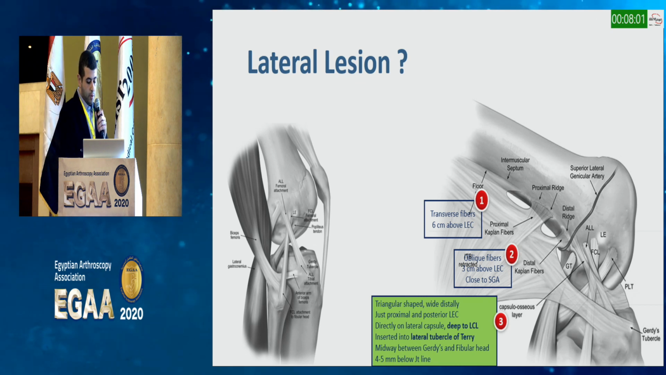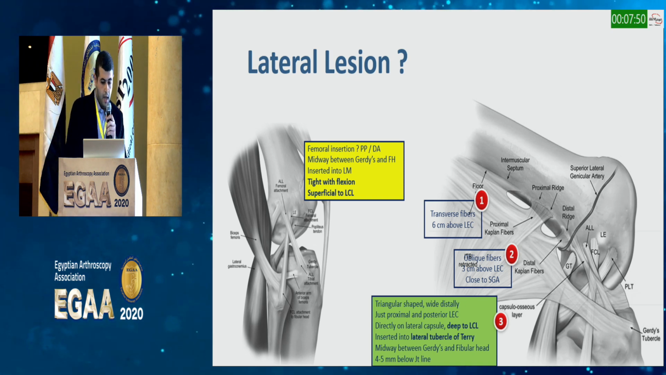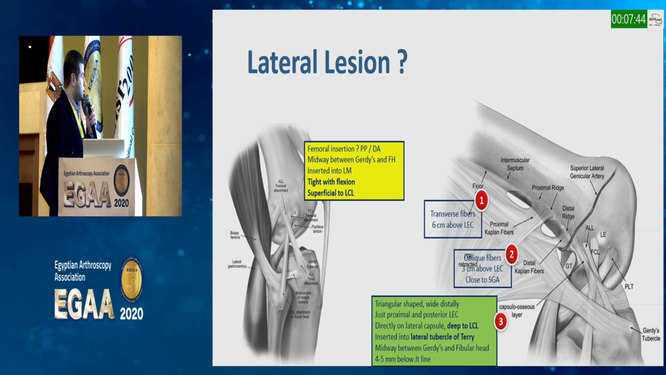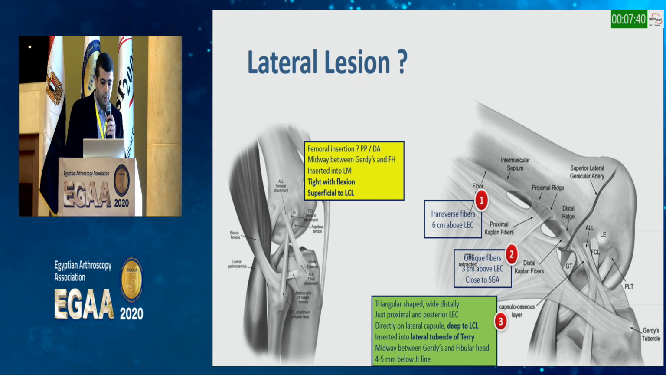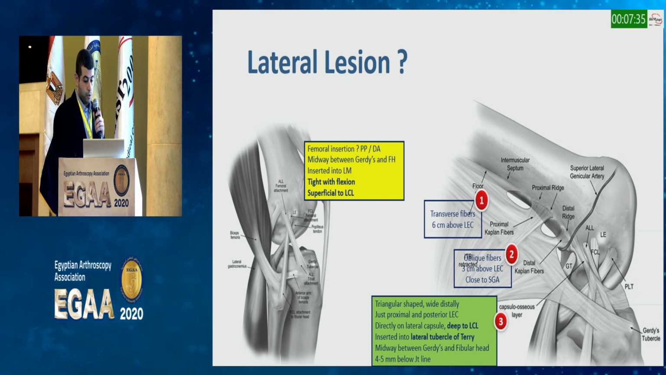It has a different anatomy than the anterolateral ligament. It is present deep to the lateral collateral ligament, and it is just above the capsule, inserted into the Gerdy's tubercle, which is midway between the fibular head and the tibial tubercle. The anterolateral ligament has the same insertion in the tibia, but has a different femoral insertion. It is debated in the literature whether it is proximal and posterior or distal and anterior to the lateral epicondyle. However, it is superficial to the lateral collateral ligament and tight with flexion.